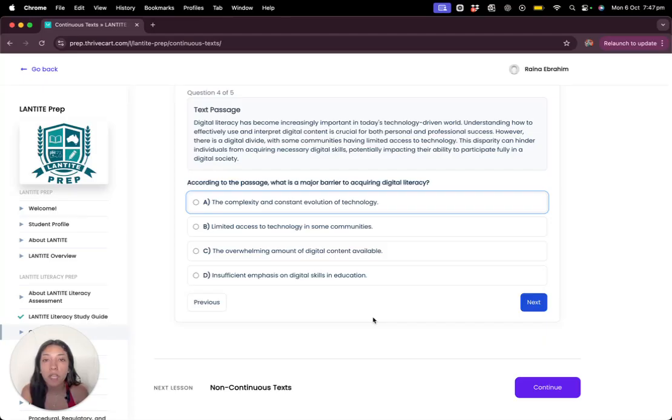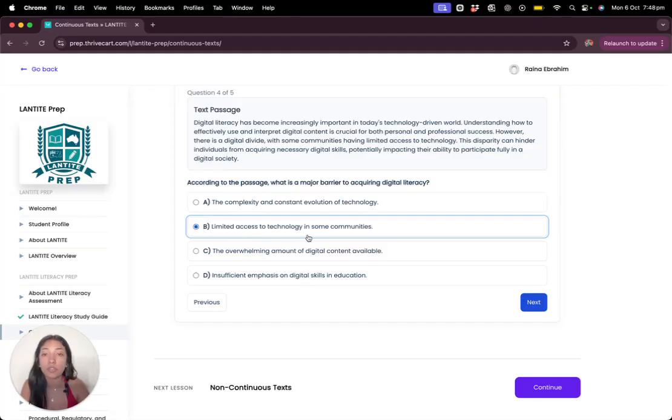So digital literacy has become increasingly important in today's technology-driven world. Understanding how to effectively use and interpret digital content is crucial for both personal and professional success. However, there is a digital divide, with some communities having limited access to technology. This disparity can hinder individuals from acquiring necessary digital skills, potentially impacting their ability to participate fully in a digital society. So again, it's talking about a major barrier, and that would be B, limited access to technology in some communities, because that's where it's talking about what a major barrier would be, as if not all communities could have access.